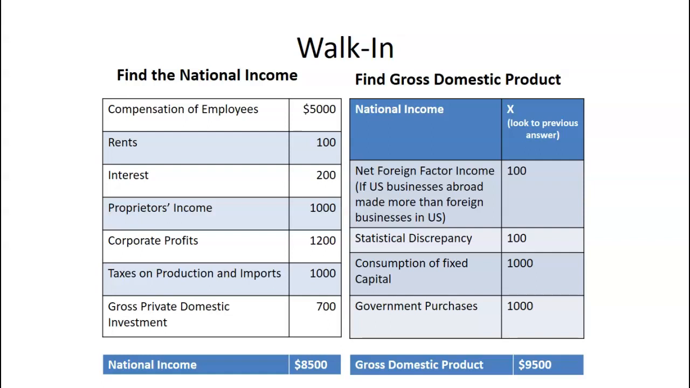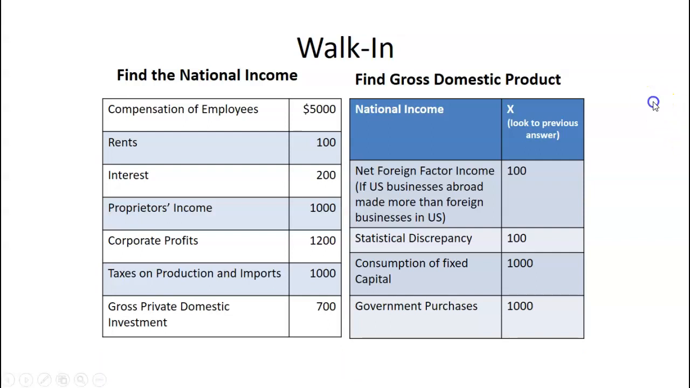You'd take the national income and put it up in this top section over here. We're going to subtract the net foreign factor income. We add in statistical discrepancy. If we stop there, we'd have net domestic product. But next, we're going to add in consumption of fixed capital, and that's going to get us to the GDP, gross domestic product, at the bottom of 9,500. Government purchases are part of the expenditure approach. So if you need to review the income approach, definitely do that. Otherwise, let's keep going.